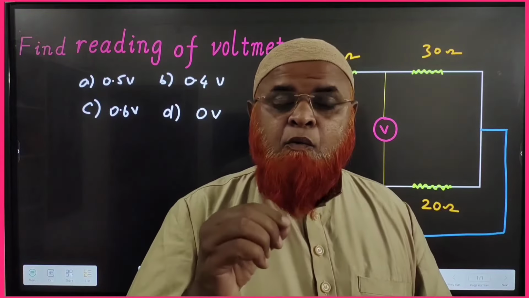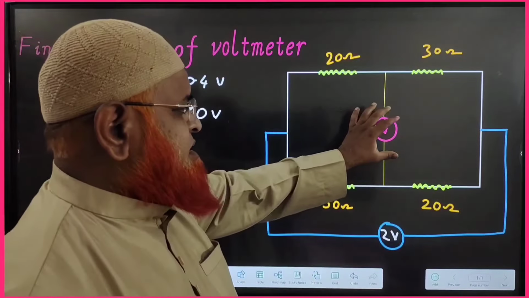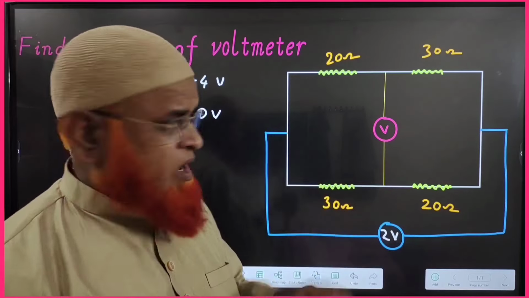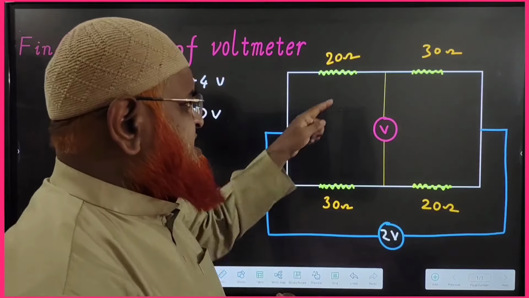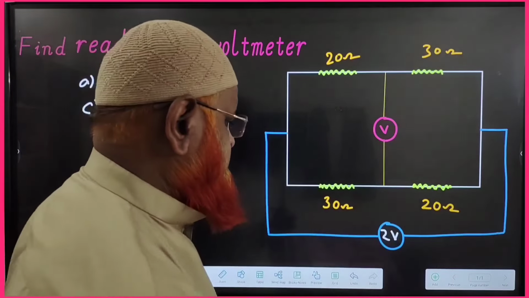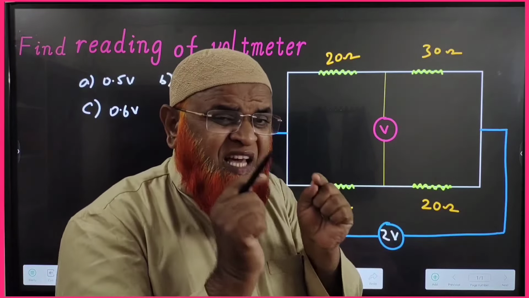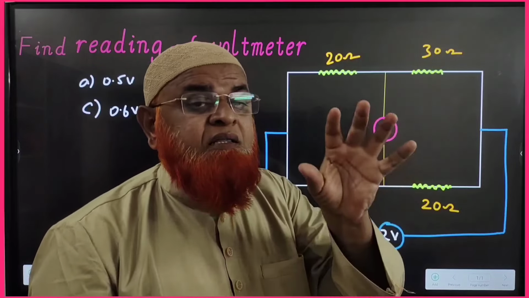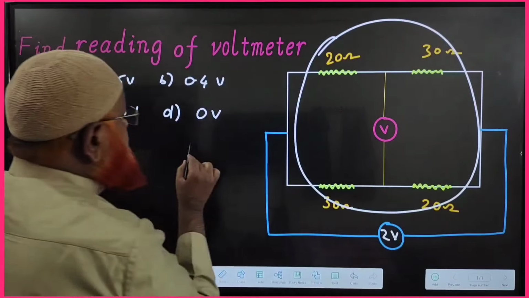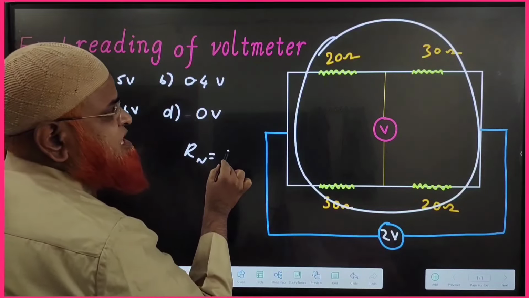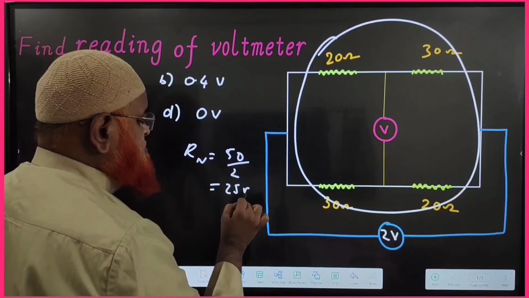My dear students, one student wants a shortcut for this problem. He is asking us to find out the voltmeter reading in this case. So how are you going to find out the voltmeter reading in a super simple way? The first thing is, you know the upper resistance is 50, lower resistance is 50. When both the resistances are parallel and they are same, then the resultant is half of any one. Means for all these four resistors, net resistance is going to be 50 by 2, which is 25 ohms.